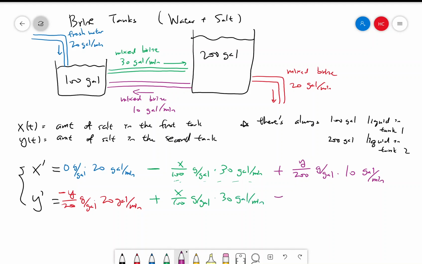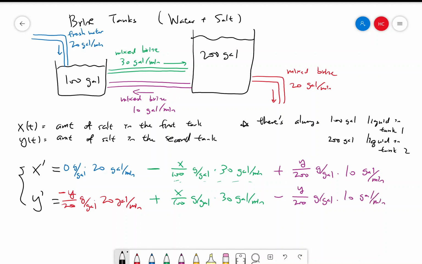And the same thing: however much salt goes through the purple pipe into the first tank is however much salt is leaving the second tank. So this is minus the purple term, y over 200 times 10 gallons per minute.